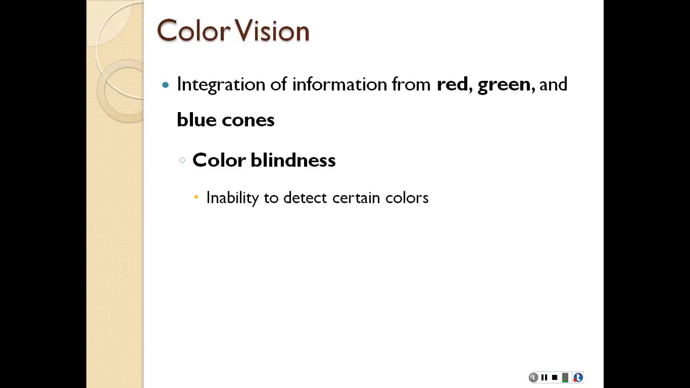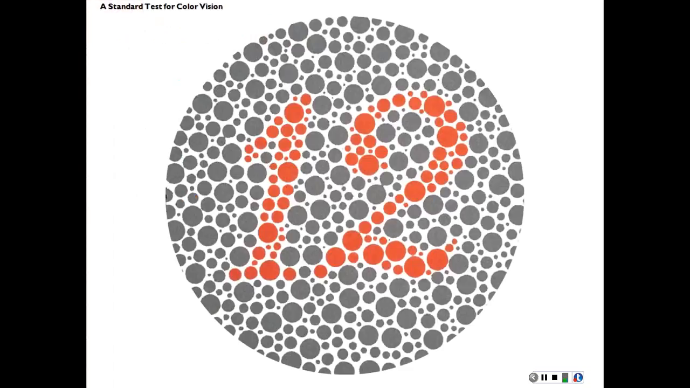Color vision, integration of information from red, green, and blue cones. So we have cones. Remember, cones are for color vision, but we have 3 different types. And those are the colors, red, green, and blue, that these cones detect. Inability to detect certain colors results in color blindness.